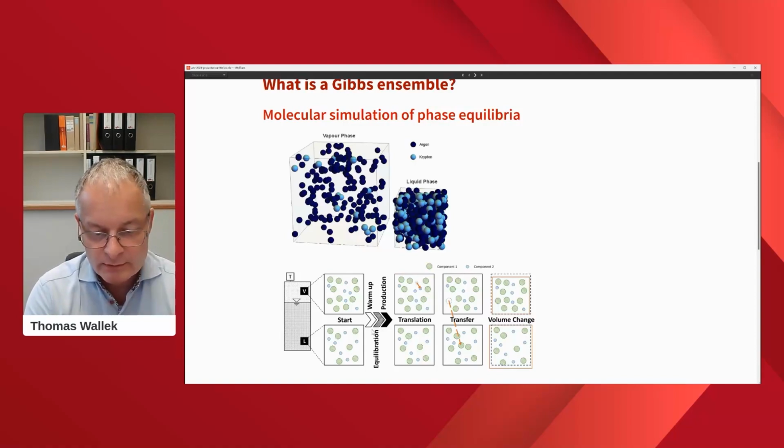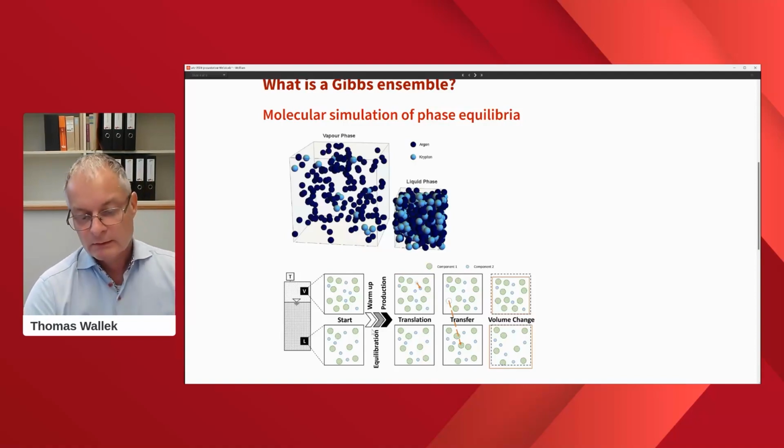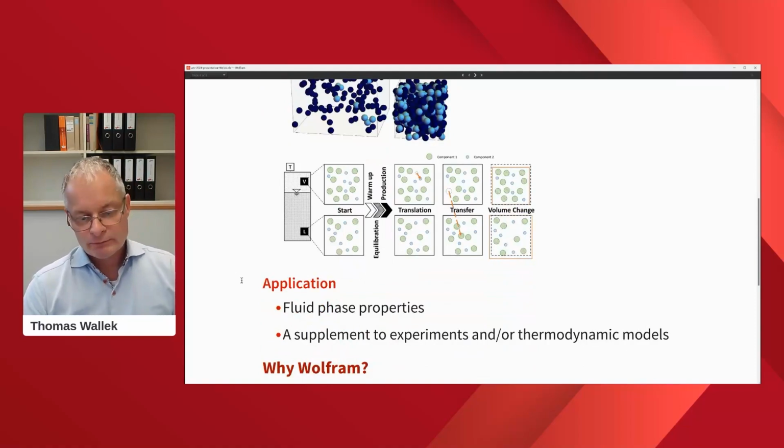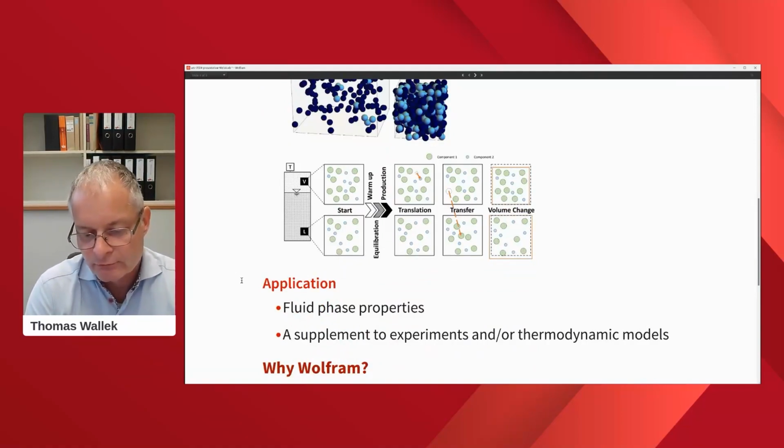The purpose of such an organization in cycles or phases is simply to apply different strategies for trial moves during each phase in order to achieve the equilibrium more quickly overall. And the typical application of such a simulation is the determination of fluid phase properties, like saturation pressures and saturation densities for a given temperature, whereby such simulations should be seen supplementary to experiments. For example, for substances that are difficult to obtain or expensive in pure form, or for states at extremely high pressures or temperatures.